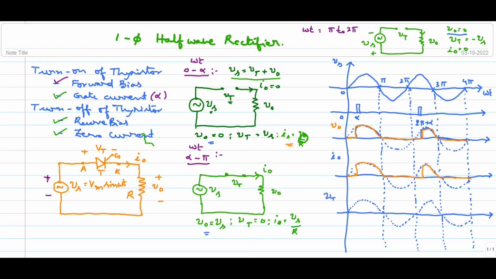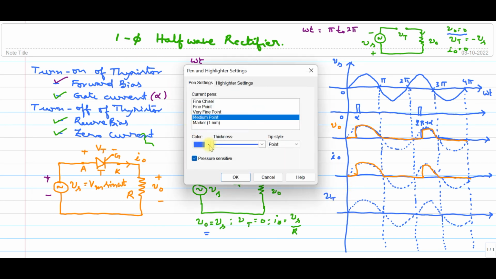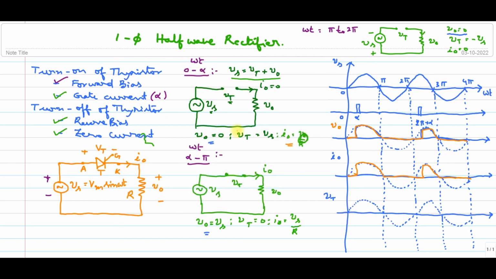Now let me know what is the voltage across thyristor from 0 to alpha. From 0 to alpha, what will happen? Vt is equal to Vs. So up to alpha, let me draw. This is my alpha. So up to alpha, I need to follow Vs. So what is Vs up to alpha? So this is alpha. So my Vs source voltage is like this. So I need to follow this source voltage up to alpha.